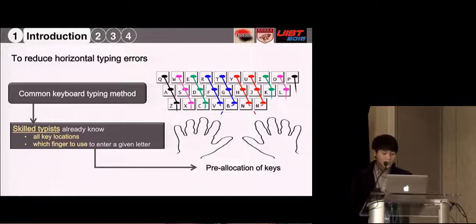So, as you can see from the figure, we propose that each key column is allocated to the corresponding finger. This allows each finger to enter its pre-allocated keys only. Therefore, most horizontal typing errors can be reduced.